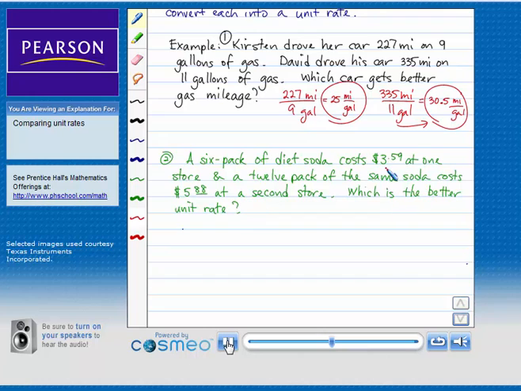So you can set them up as a rate and then convert them into a unit rate, and that way you can compare. And the unit rate is going to be simply the cost for 1 can of soda. So why don't you go ahead and tackle that one on your own. I'll take a short break, and then when you're ready, just hit continue, and that will call me right back.